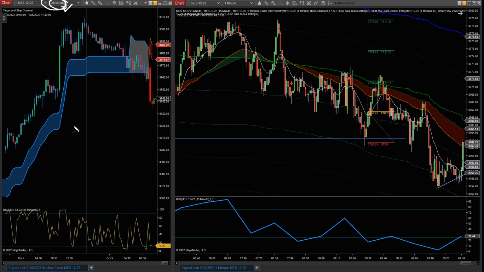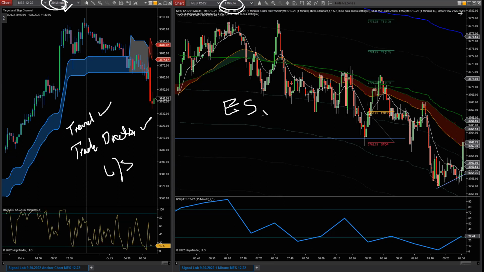From here, I determine larger time frame trend. Okay, and then trade direction. All right, long or short, right? Larger time frame trend, and then trade direction, long or short. And then over here on my 1-minute chart, I'm going to find my entries, determine my stop, and identify my profit targets.